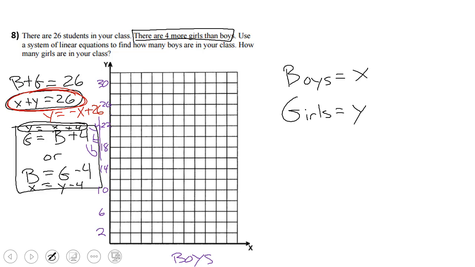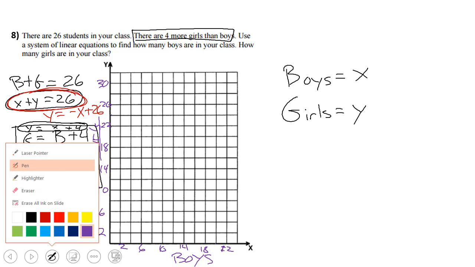And the number of boys, I'll go by 2s. So 2, 4, 6, 8, 10, 12, 14, 16, 18, 20, 22. We know that the number of girls is more than boys, so we're not going to have 22 boys. All right, so let's go back to my red.